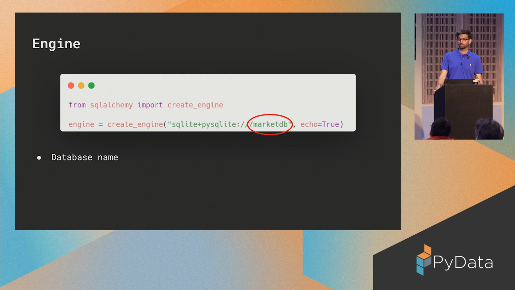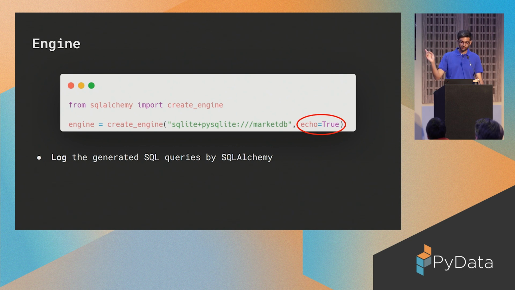In PostgreSQL, for example, the string would include the host and the port, the username, password, etc. And finally, we have this echo equals true flag here, which will just log the SQL statements generated by SQLAlchemy. I'll show an example of this as well.